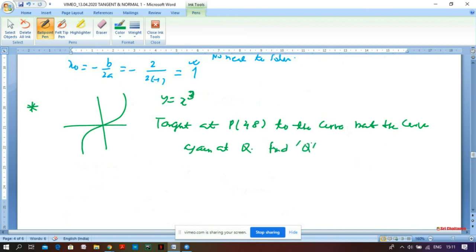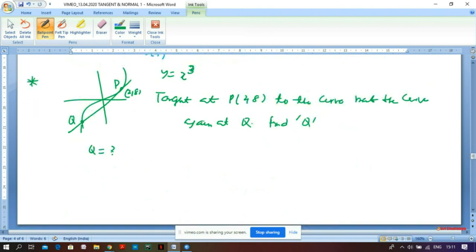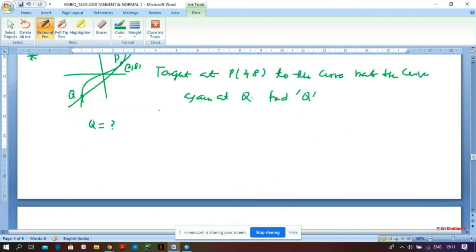So the question is, tangent at point 2 comma 8, the tangent at P meets the curve again at Q. You want to find what Q is given 2 and 8 and the curve. It's an application of the tangent and normal chapter. So we'll start like this: first of all, I'll find the tangent at 2. So the curve is y equal to x cube. This curve is given. So dy over dx is 3x squared.